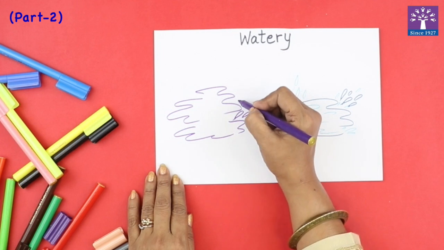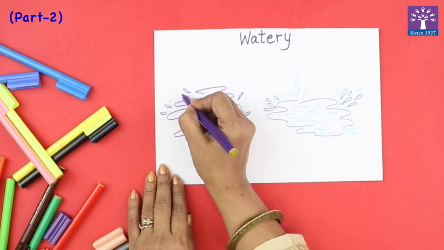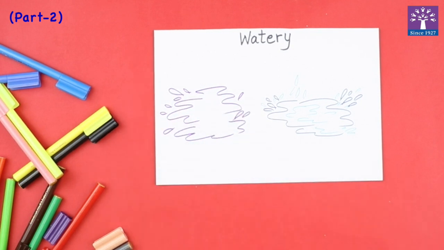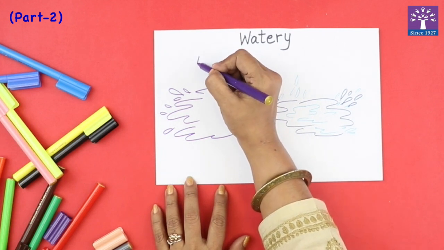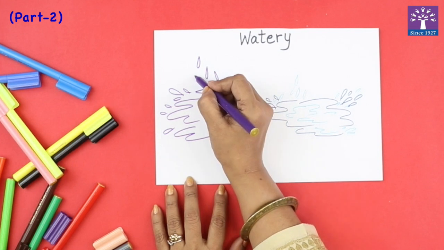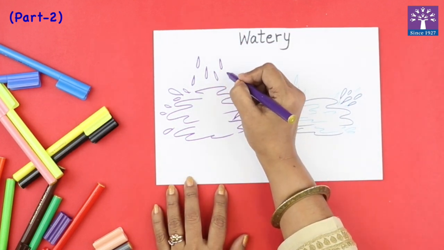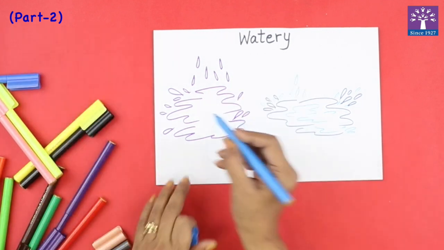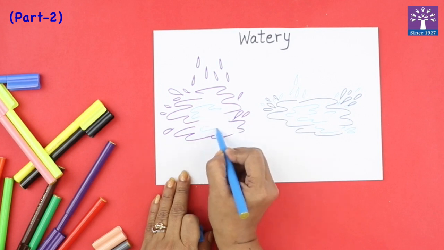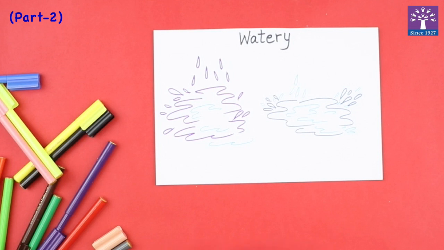Some drops. Big and small to show that splashing effect. And if you are showing the drops pointing upwards, then it looks like it is raining. You can use another color to give this watery texture.